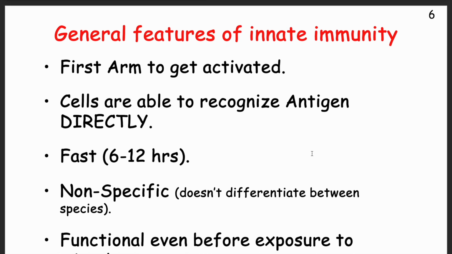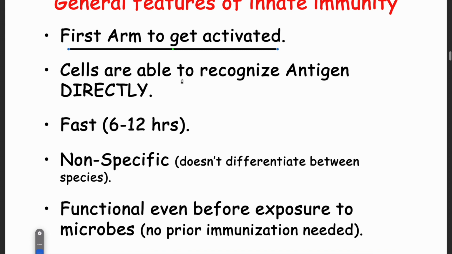General features of the innate immunity احنا ذكرنا سابقا إنه it is fast and it's non-specific. It is the first arm to get activated. Cells are able to recognize the antigen directly. وهنا ركزنا على كلمة directly لأنه بالadaptive immunity تحديدا T cells, it wouldn't be able to recognize the antigen by itself. The antigen must be in an MHC protein carried by an APC. زين? So basically the natural killer cells, the phagocytes, كل هاي الأشياء are able to recognize the antigen directly.